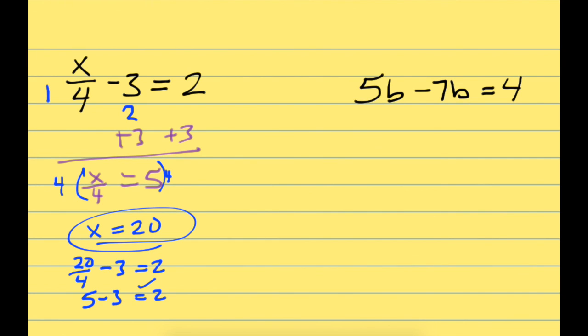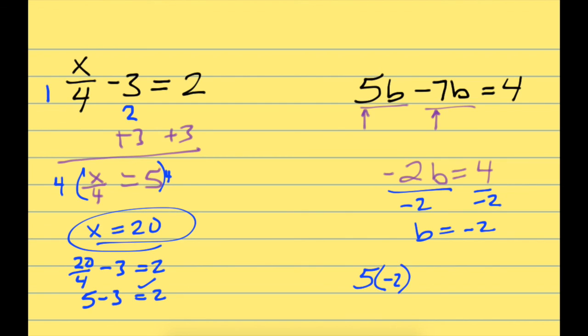Over on the right, we want to combine our like terms on this side first. What's 5b minus 7b? Well, since 5 is positive and 7 is negative, we know that we subtract and we take the sign of the bigger number. So 7 minus 5 is 2, and the bigger number is negative. So we get negative 2b equals 4. We divide by negative 2. Get b equals negative 2. And does 5 times negative 2 minus 7 times negative 2 equal 4? Well, 5 times negative 2 is negative 10. Negative 7 times negative 2 is positive 14. And that does equal 4. So b equals negative 2 is the right answer.